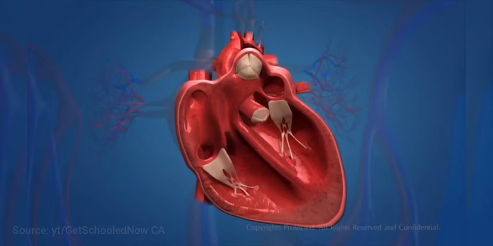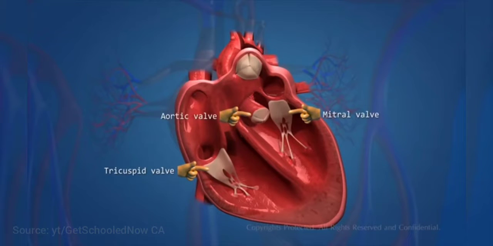There are 4 valves in the heart. These valves are the tricuspid valve, mitral valve, aortic valve, and pulmonic valve. These valves are one-way valves.